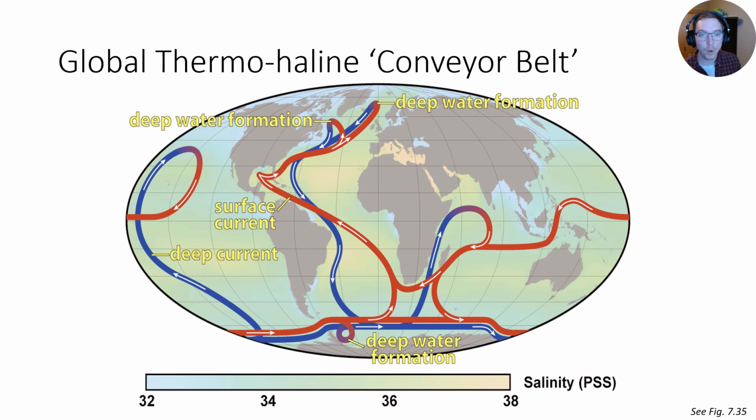Look back at our thermo-haline circulation here. This area here is a deep water formation point, and this here is a deep water formation point. So that's where you've got this deeper water descending down back into the depths of the oceans rather than being a warmer ocean current on top.